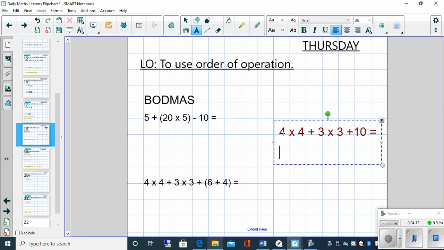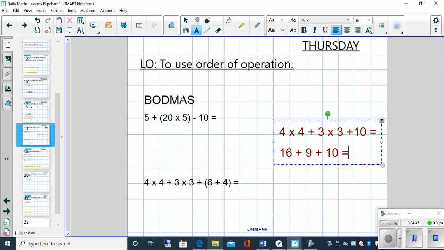All right, so let's have a look at this first one. 4 times 4 is 16. And we know that 3 times 3, sorry, is 9. And we need to write it out with the addition sign, because that will be our next part of working out this equation. 3 times 3 is 9 plus 10 equals. Now we've done the multiplication part.